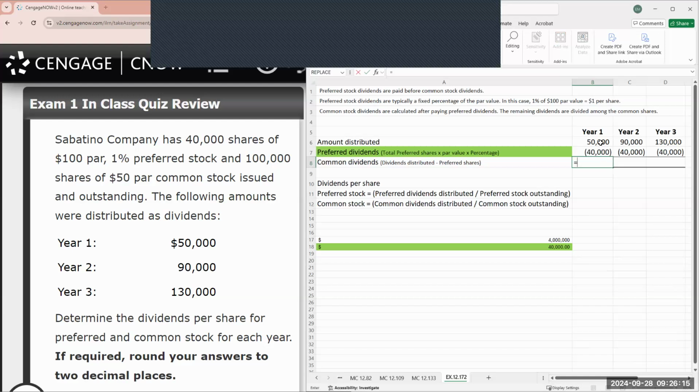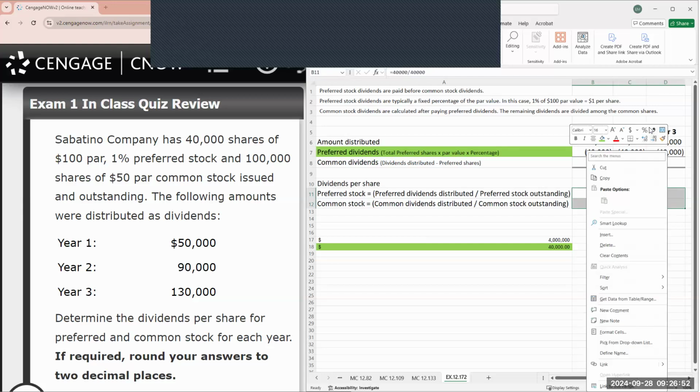So the amount of dividends distributed in year one was 50,000. And the amount, again, that we had to pay to our preferred dividend shareholders was 40,000. So therefore, 40,000 went to the preferred dividend shareholders, 10,000 went to the common shareholders. In order to determine the dividends per share, it is the preferred dividends distributed, which is 40,000, divided by the number of shares outstanding, which is 40,000. So $1 represents our dividend per share.